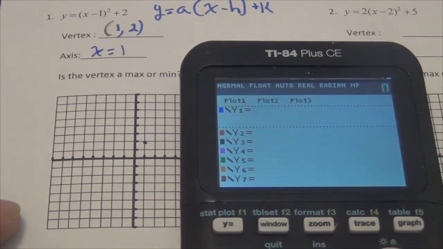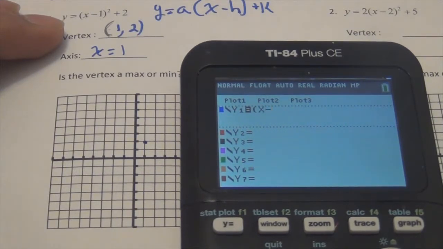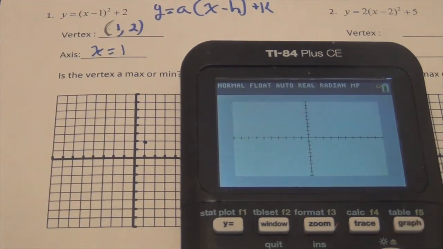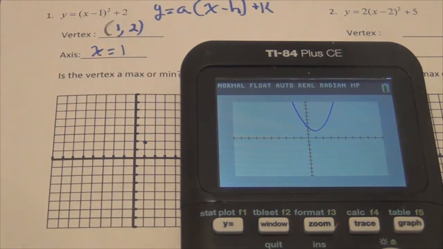So I clear, and I'm going to type the equation that is given to me. So y equals x minus 1 squared, because it's a quadratic, plus 2. Look at what's happening. The parabola never touches the x-axis. That's fine, because that's not what we're after.